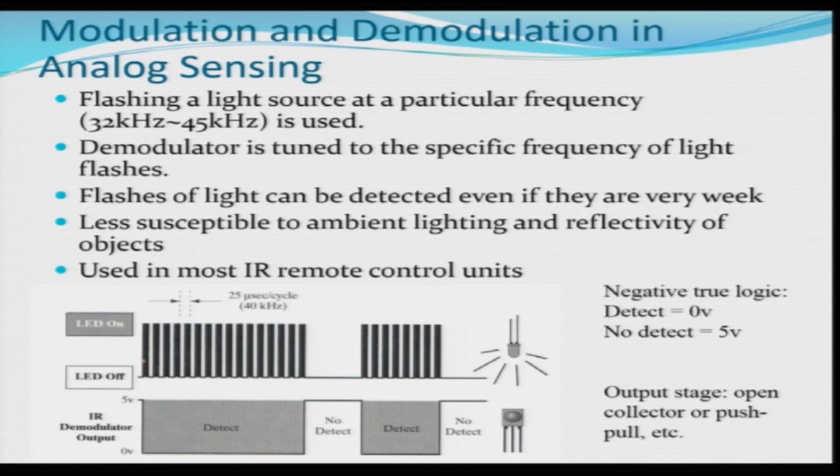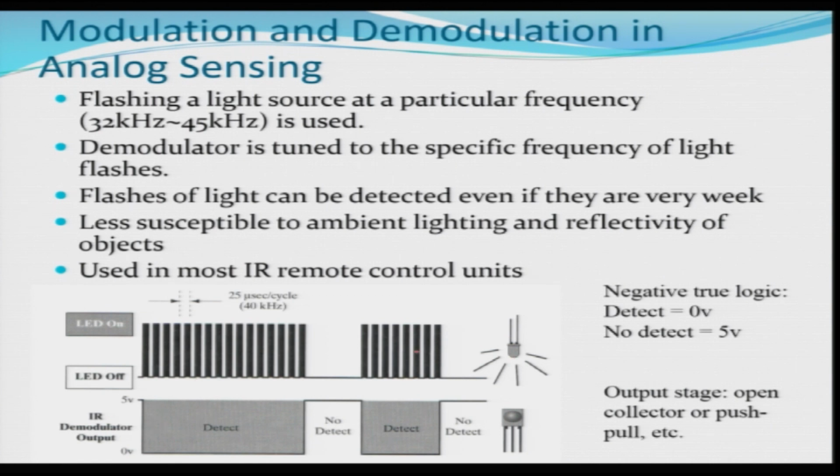Here you see the flashes of light, where this edge corresponds to LED on and this edge corresponds to LED off. And you can see there is a time of 25 microseconds between two pulses. So, this results in 40 kilohertz of flashing frequency, and this receiver senses the pulses.